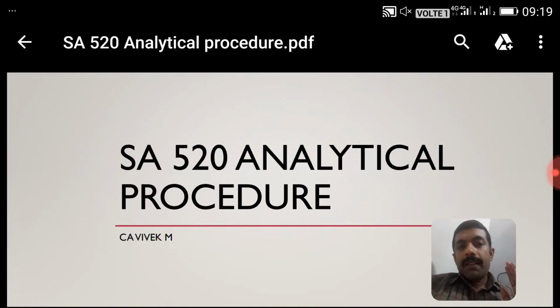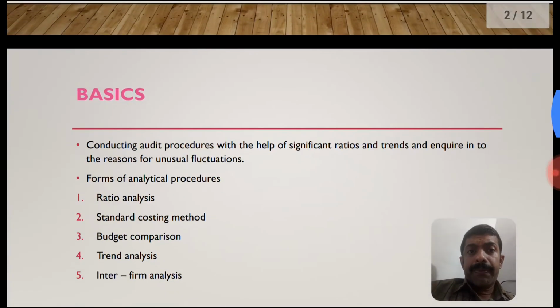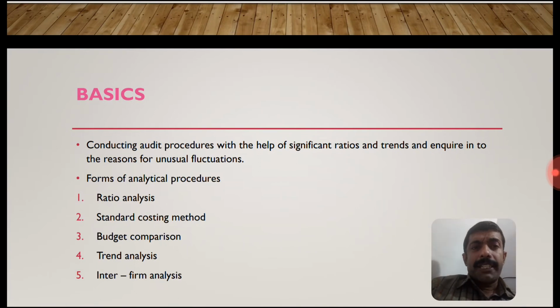Hi, let us discuss SA 520 Analytical Procedure. What is an analytical procedure? Conducting audit procedure with the help of significant ratios and trends and inquiring into the reasons for unusual fluctuations. Following are some forms of analytical procedure.